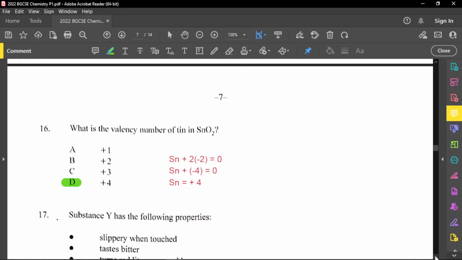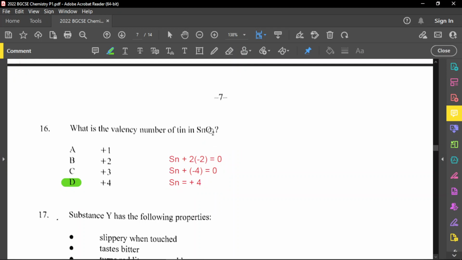For question number 16, it said, what is the valency number of Sn or tin in SnO2? And to work this out, there are 2 ways you can actually do this, right? What I did is to use what they call the oxidation number, because that's what they're actually asking you to calculate, the oxidation number, really. And to do this, what you should remember, based on oxidation state, oxidation number, is that the total oxidation number of a compound equals 0. And so therefore I could say Sn plus 2 multiplied by negative 2.